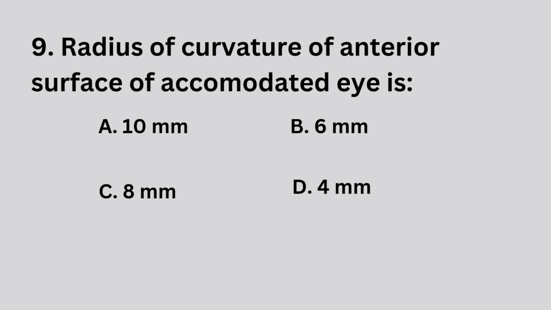Next question, radius of curvature of anterior surface of accommodated eye is option A, 10 mm. Option B, 6 mm. Option C, 8 mm. And option D, 4 mm. Correct answer for the question is option B, 6 mm.